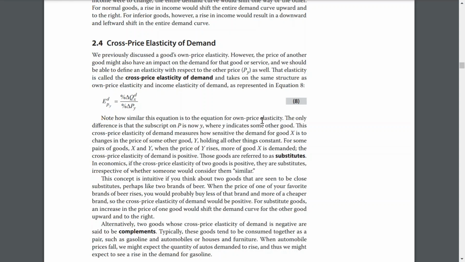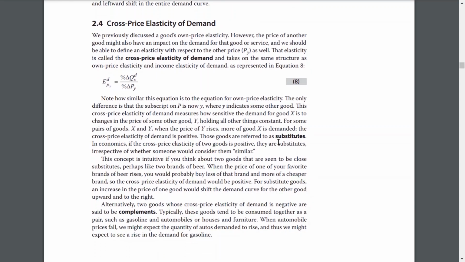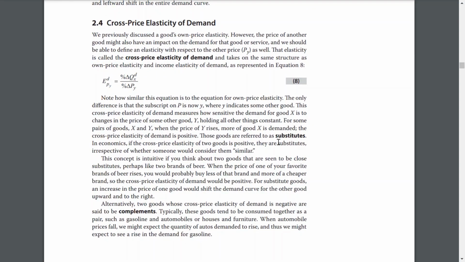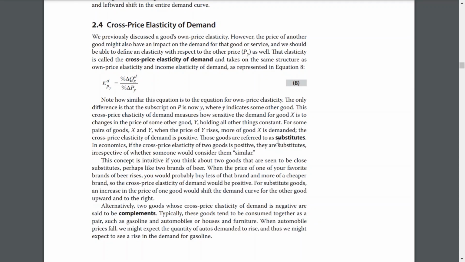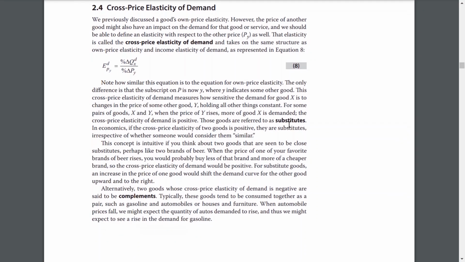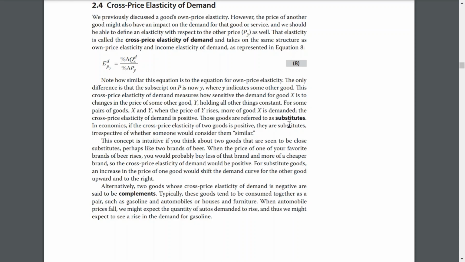Note how similar this equation is to the equation of own price elasticity. The only difference is that the subscript of P is now Y, and Y indicates some other good. This cross price elasticity of demand measures how sensitive the demand for good X is to changes in the price of some other good Y, holding all other things constant, for some pair of goods X and Y. When the price of Y rises, more of the good X is demanded.